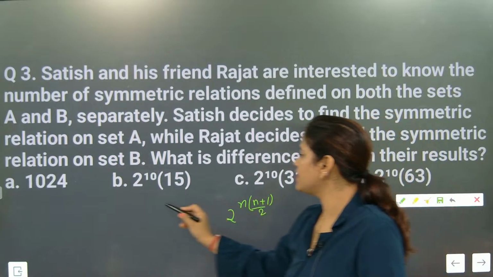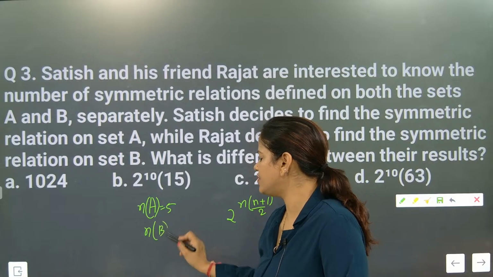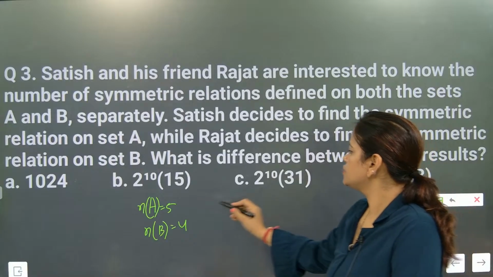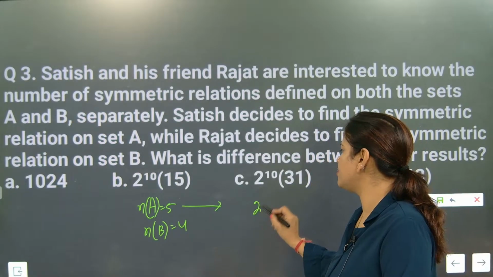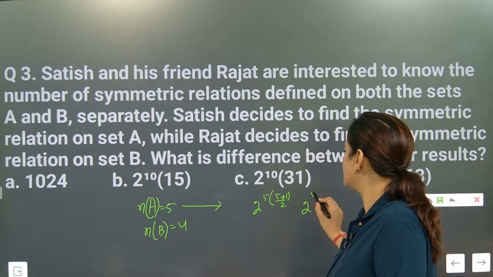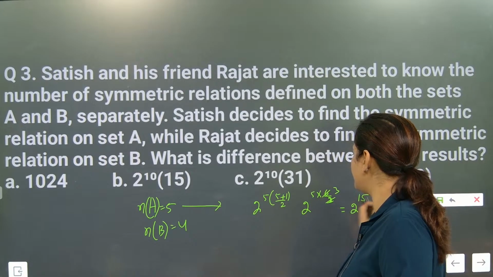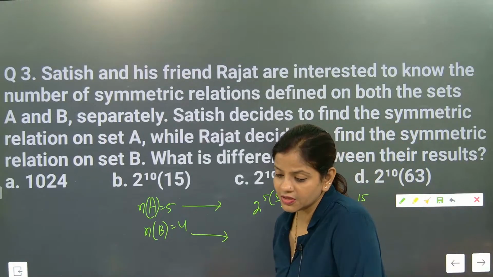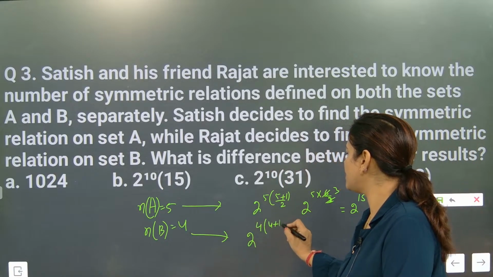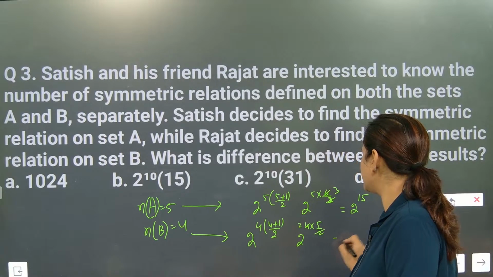The number of elements in A is 5, and the number of elements in B is 4. So for A, the symmetric relations are 2 to the power 5(5 plus 1)/2, which is 2 to the power 5 into 6 by 2, so it is coming as 2 to the power 15. Got it? For B, it is 2 to the power 4(4 plus 1)/2, which is 2 to the power 4 into 5 by 2, so it is 2 to the power 10.